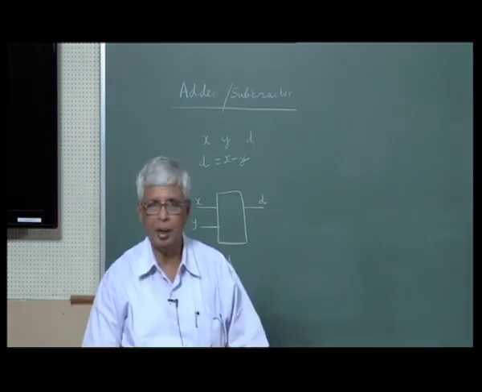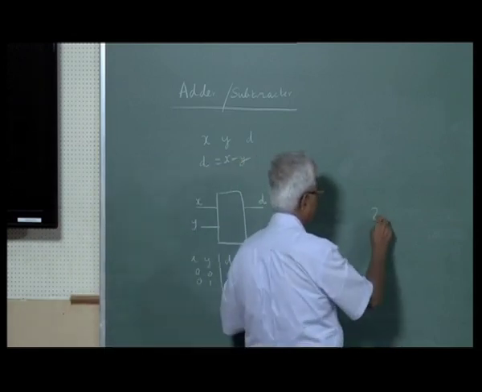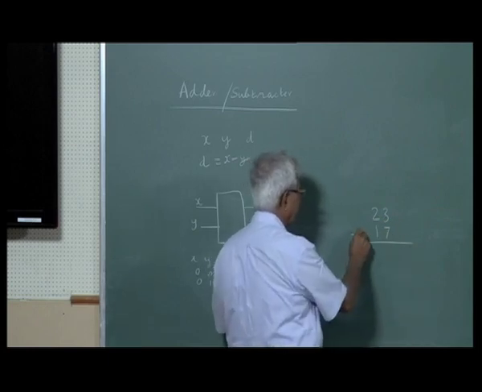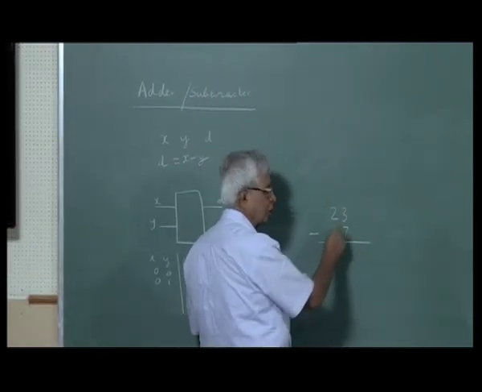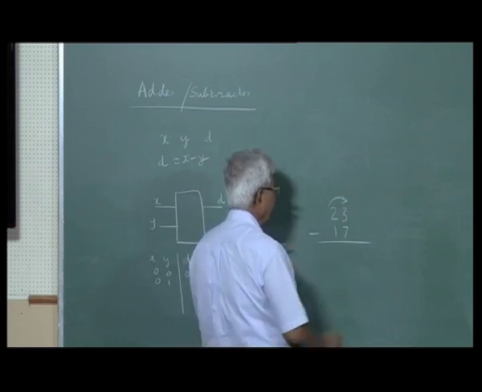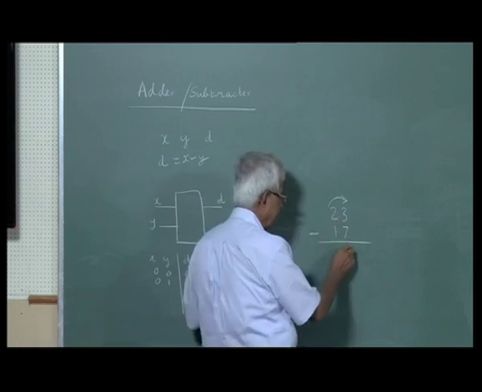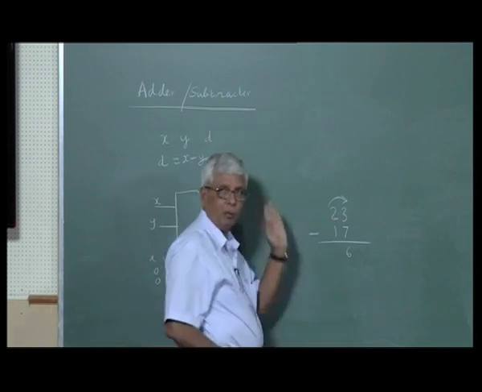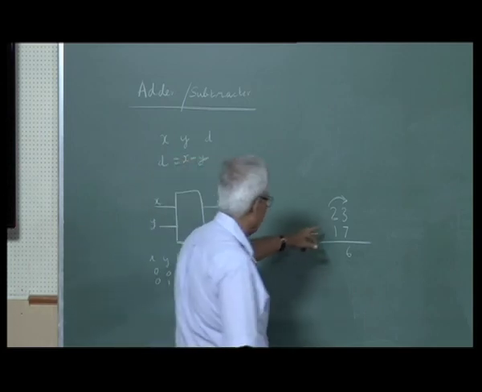Like you have with decimal numbers. I want to subtract 17 from 23. I have to subtract 7 from 3, which is not possible. What do I do? I borrow 1 from here, make it 13, and then write the result as 6, and then this 2 becomes 1 because I have already borrowed 1. So this becomes 1, so 1 minus 1 is 0.